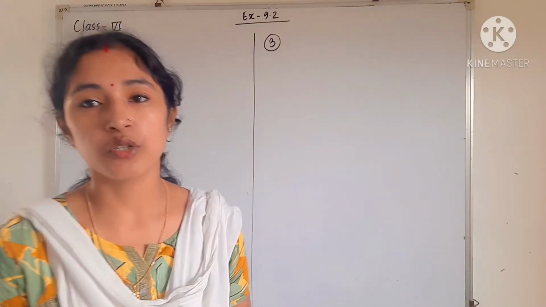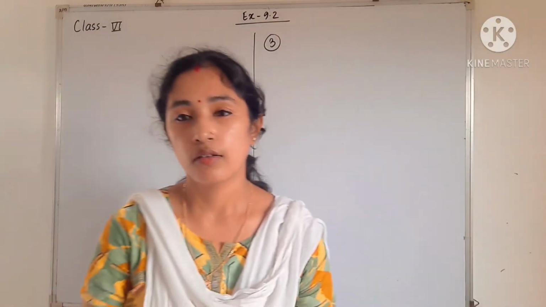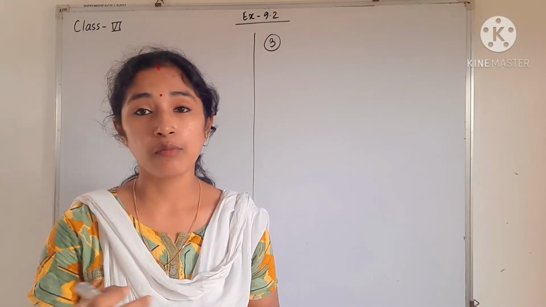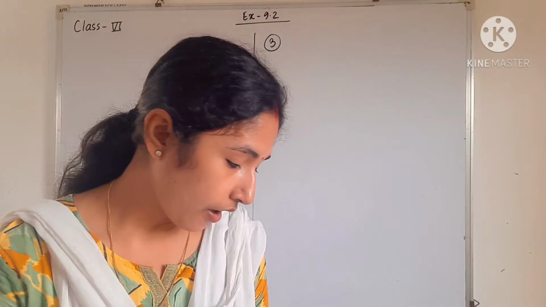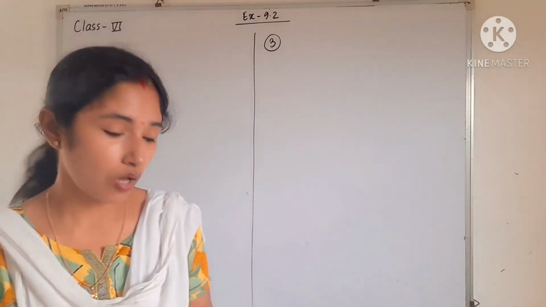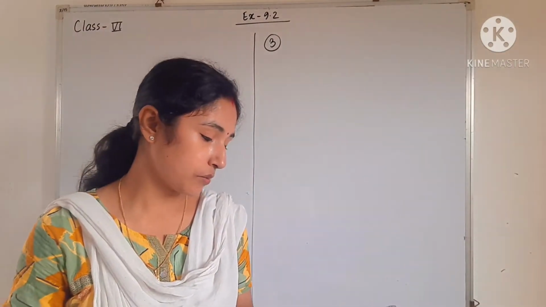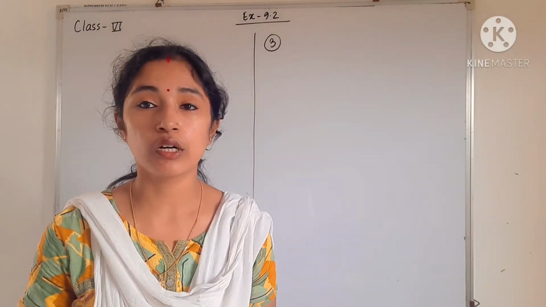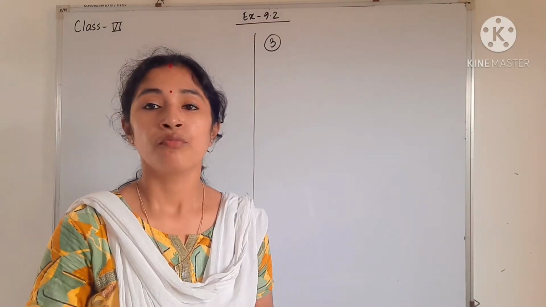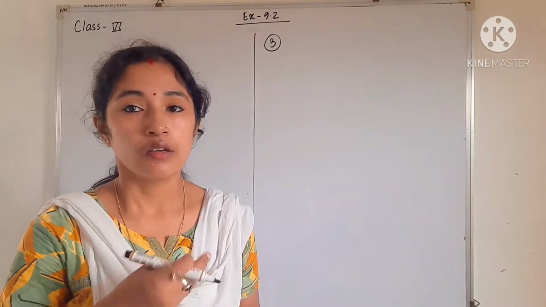So today I am going to discuss the remaining part of this exercise, that is exercise 9.2. So already I have discussed up to question number 2. So now in this lecture I am starting from question number 3. Here it is written, solve to find the value of unknown. So what is unknown? Unknown is a variable alphabet which is written in the question.